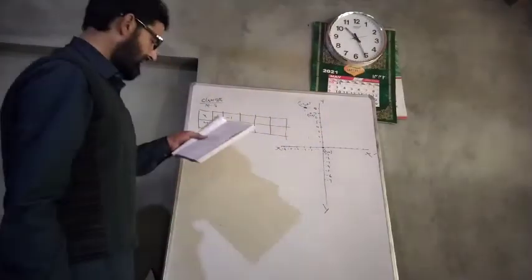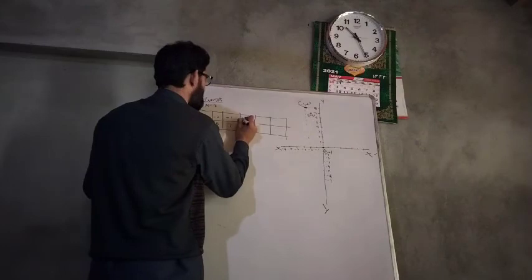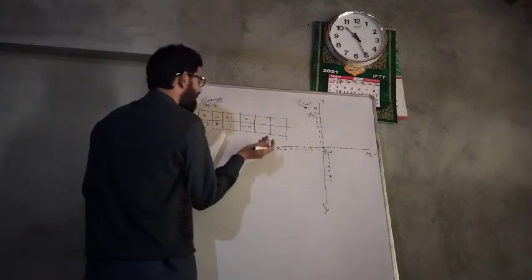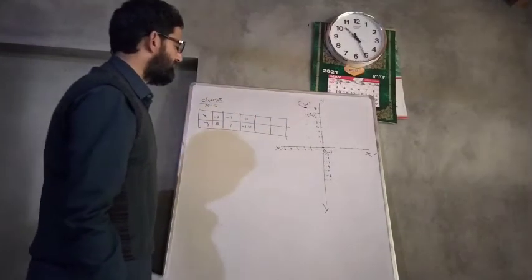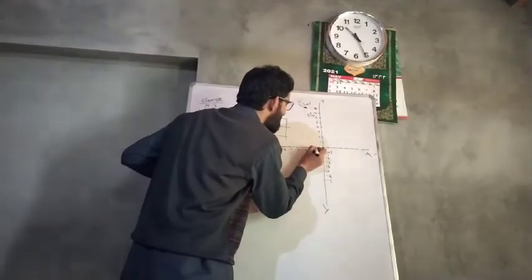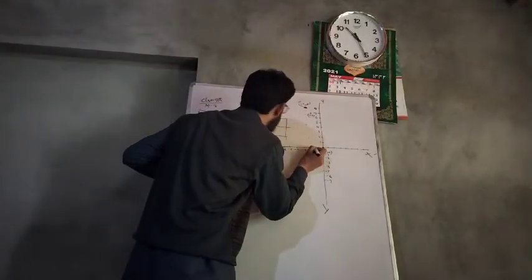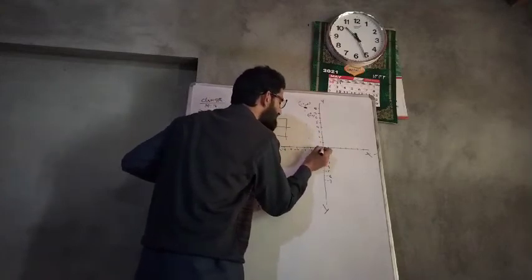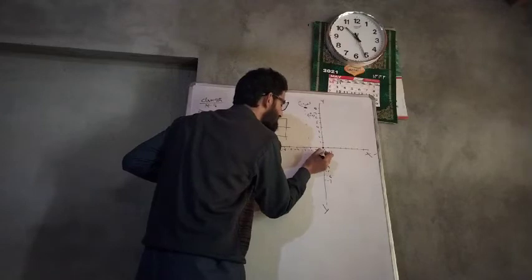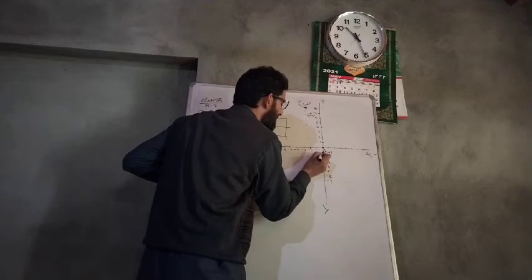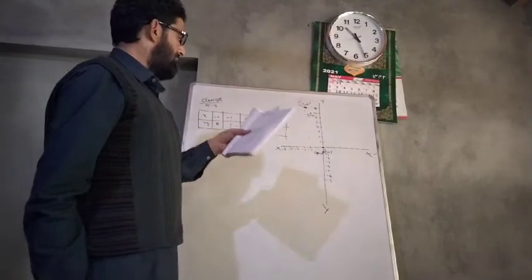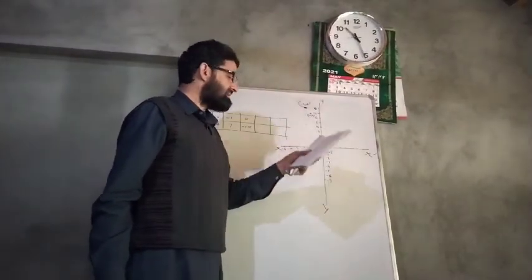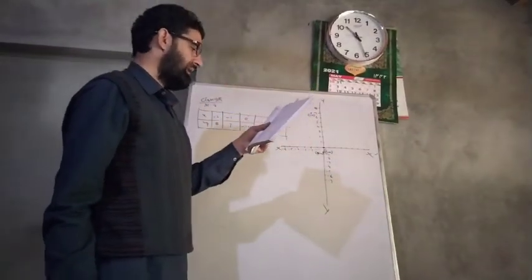Third point is 0, -1.25. Here x is 0, and -1.25 is close to -1, somewhere here. This is 0 and -1.25. This point lies on the y-axis, on the negative side.